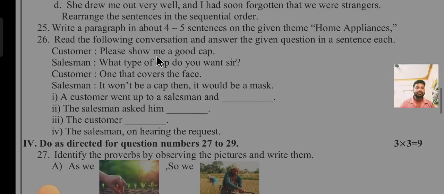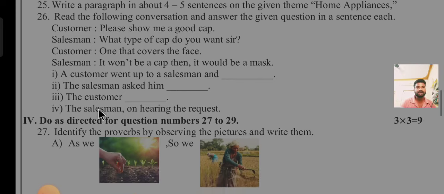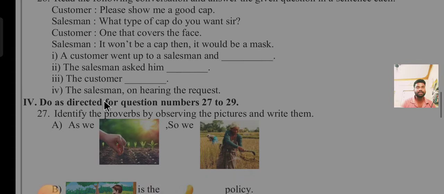Read the following conversation and answer the given sentence in each. Customer: Please show me a good cap. Salesman: What type of cap do you want, sir? Customer: One that covers the face. Salesman: It won't be a cap, then it would be a mask. Then here is the right answer. Which one is here, my dear students? A customer went up to the salesman and requested him to show a good cap. It is the right answer. Okay, if I have the place here, I will write here.